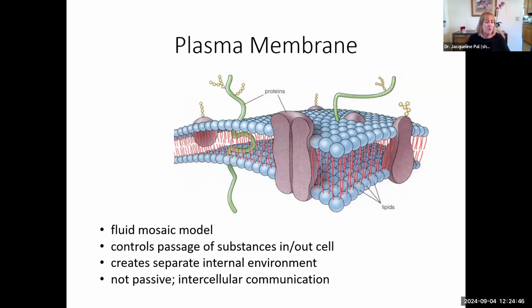Now, the plasma membrane is not a plastic Ziploc bag. It's not passive. It allows things to go through and it allows cells to communicate with each other. There is a lot happening in the plasma membrane, so we're going to look at it in a little bit more detail.